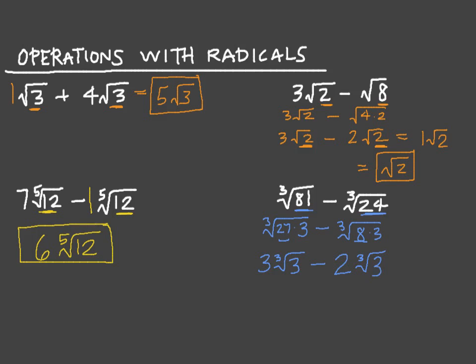Okay, so now I've got both my radicands and my indexes matching, so that means that I can combine these. I've got 3 cube roots of 2 minus 2 cube roots of 2. That gives me 1 cube root of 3, which I can just write simply as cube root of 3.